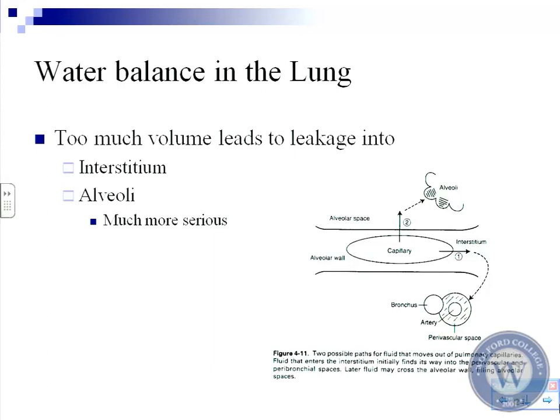And if you wait too long and the pulmonary edema continues, fluid can then move from the interstitium into the alveolar space itself, and then you get what we call frothy pulmonary edema, or really bad stage 2 pulmonary edema. We get fluid in the alveoli itself.